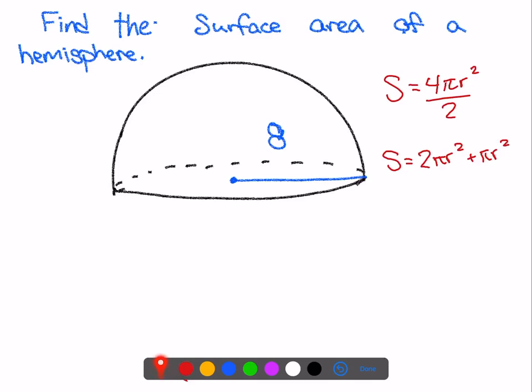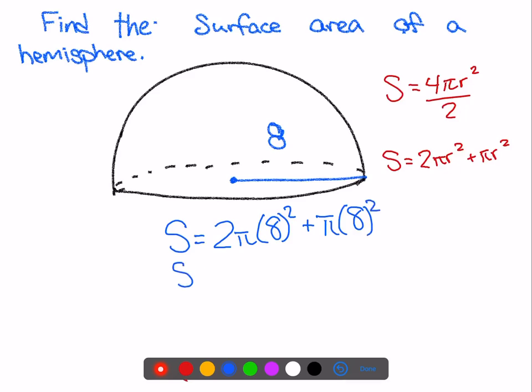Now if you can imagine, this 2 pi r squared is actually our lateral area. Meanwhile, the pi r squared is the area of our base. So this is how we'll find the surface area of this hemisphere. So let's go ahead and plug in 8 for our radius. Radius is 8, so surface area is equal to 2 pi times 8 squared plus pi times 8 squared.